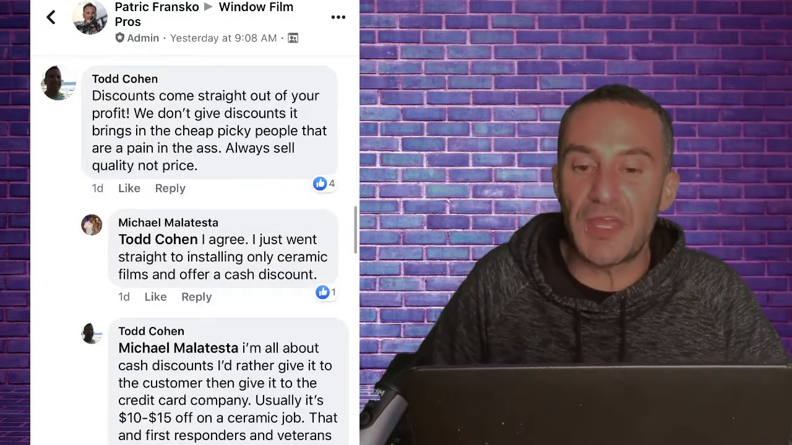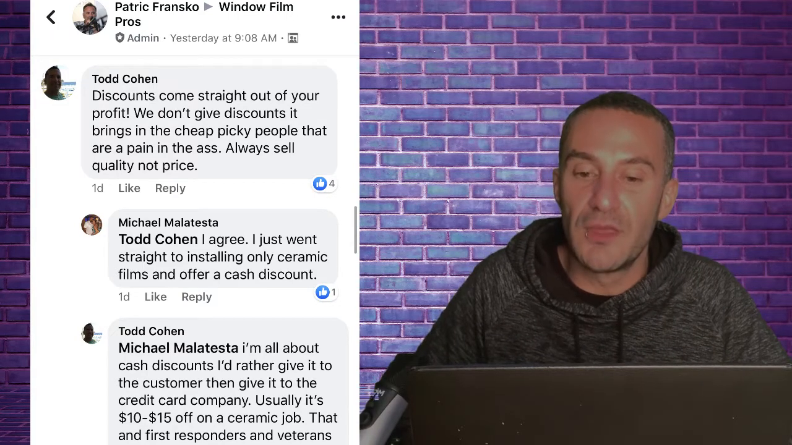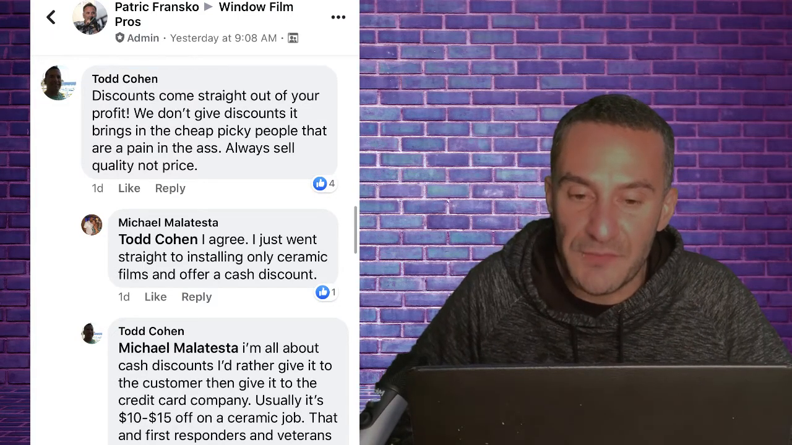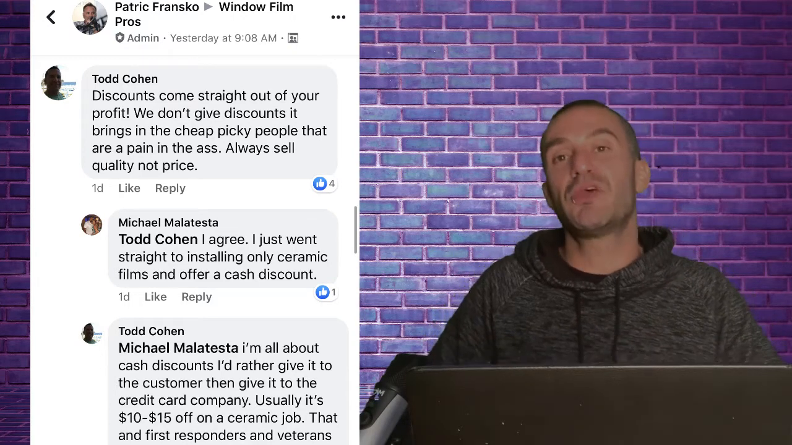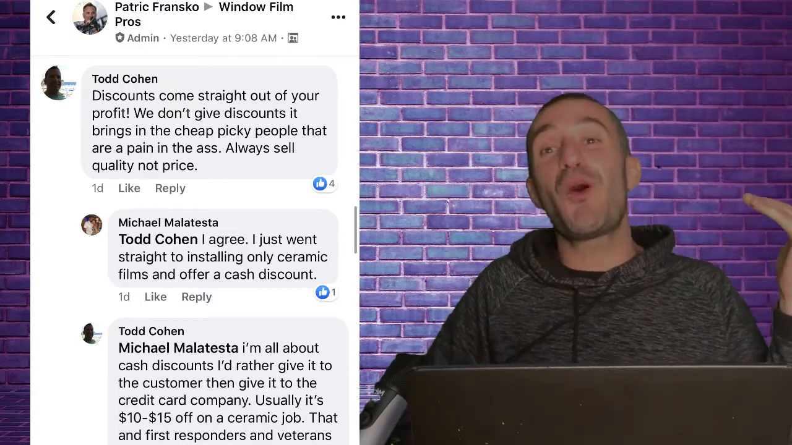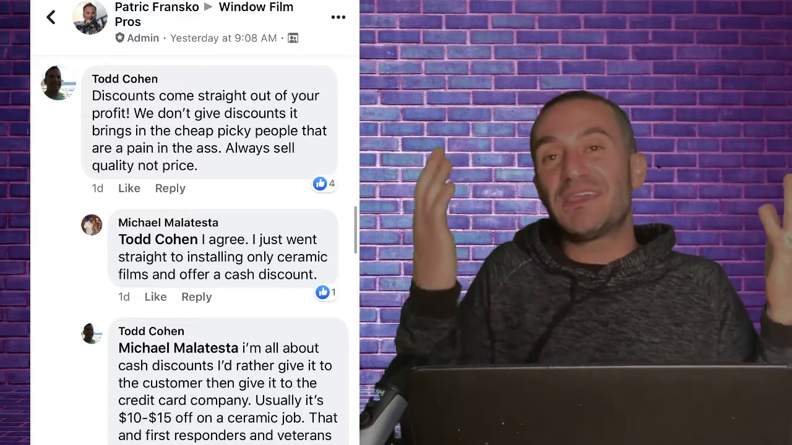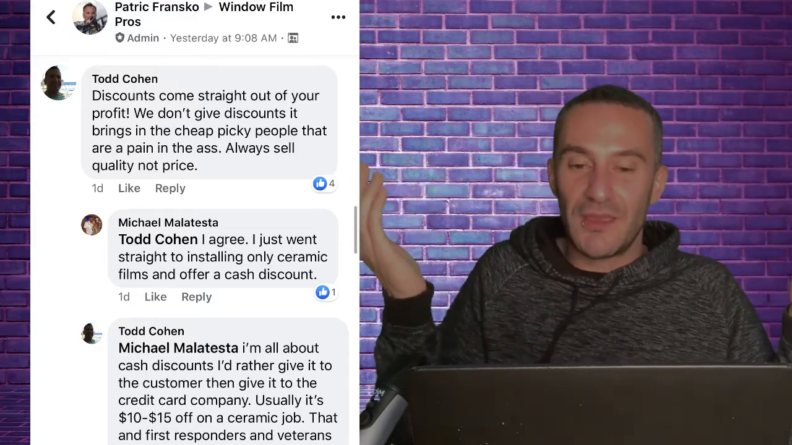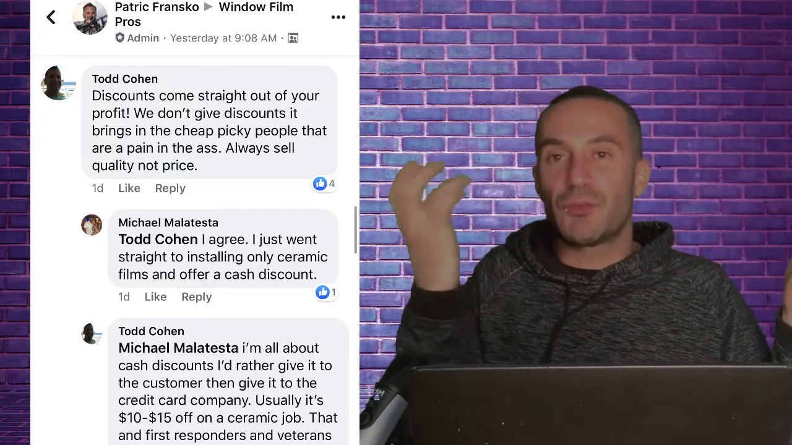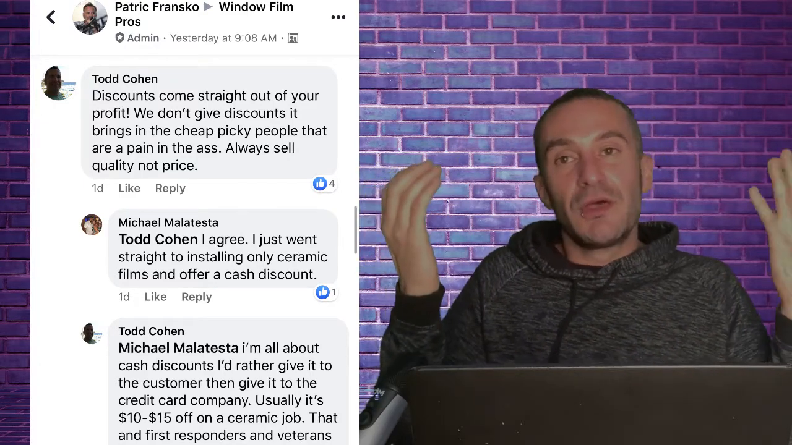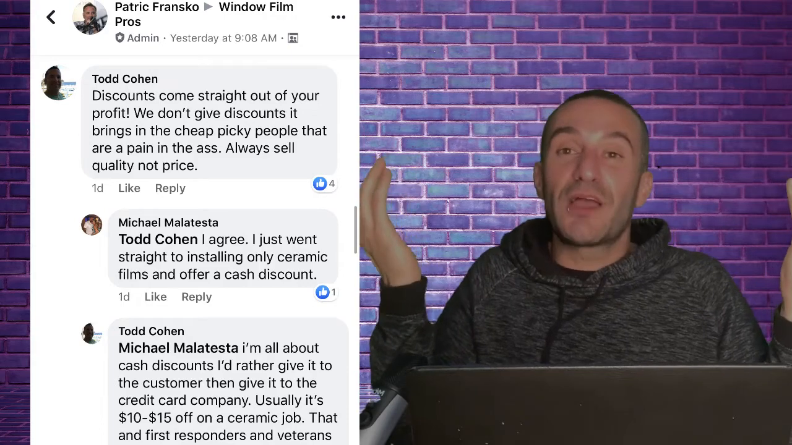So Todd said, discounts come straight out of your profit. We don't give discounts. It brings in the cheap, picky people that are a pain in the ass. Always sell quality, not price. Now, while I agree, always sell quality, not price, this is one of those yin and yang posts. If you read this, you're like, this guy never does discounts. Don't give discounts. It's going to bring in the wrong customer. Okay, so what happens? I can't say that's correct, but let's just go with it.